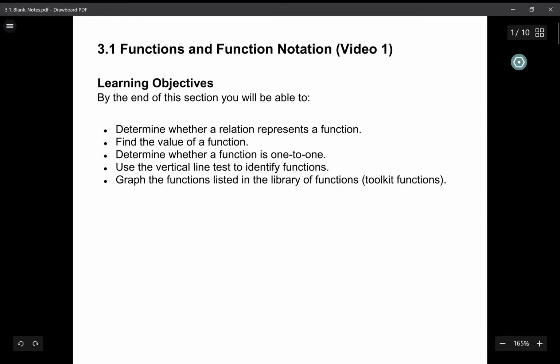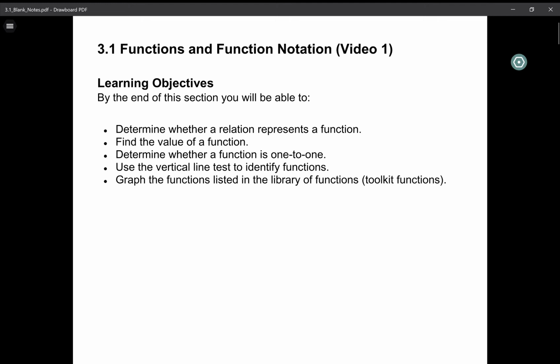Now these notes that I'm basing this video on are available for you to print out and follow along with. If you don't have access to a printer, that's fine. Just get out a notebook and take notes in your notebook as you watch this video. You'll get a lot more out of the video if you follow along and write things down as opposed to just listening. So what are we going to try to learn in section 3.1?